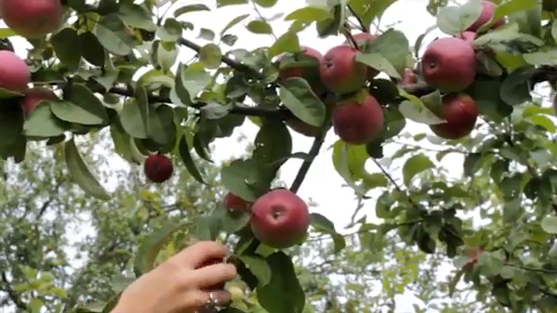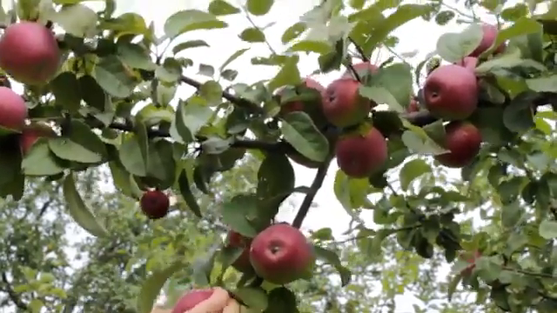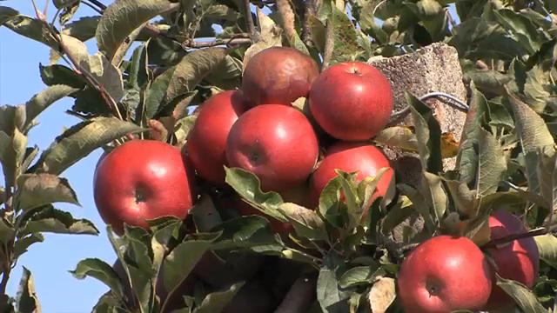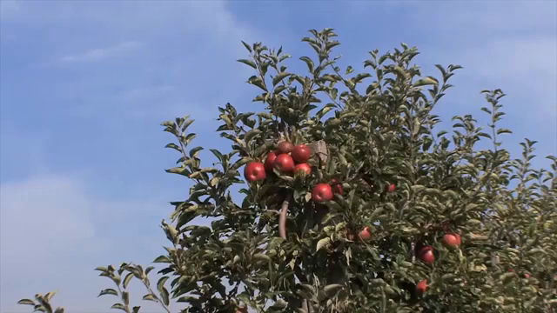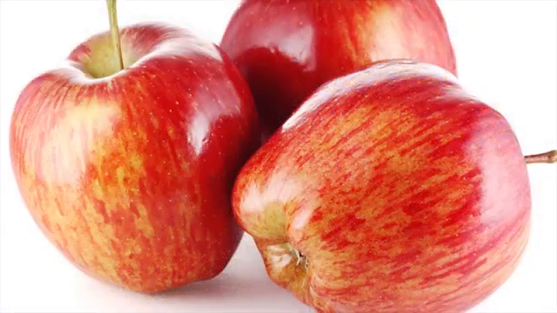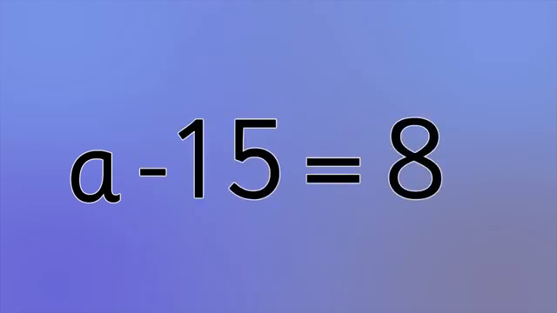From the first branch, the farmer picked 15 ripe apples, and 8 apples were left hanging on the branch. So how many apples were there on the branch to start with? Let's use the letter A to represent the number of apples on the branch. This is how we would write the equation. We started with an unknown number of apples, that's A. Then we took away 15 and were left with 8.